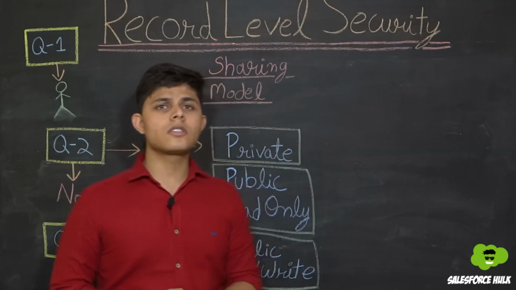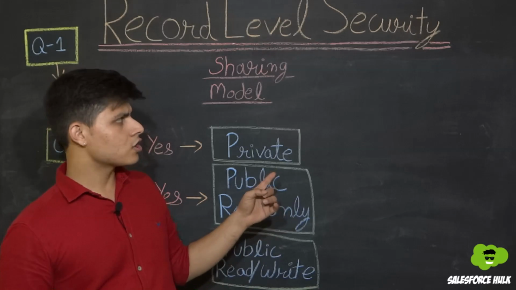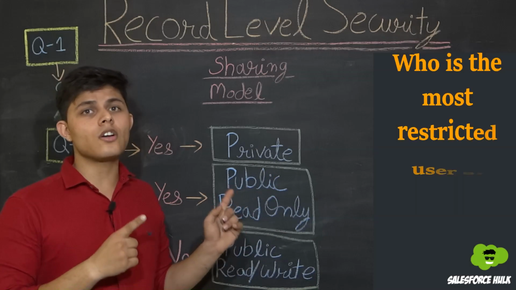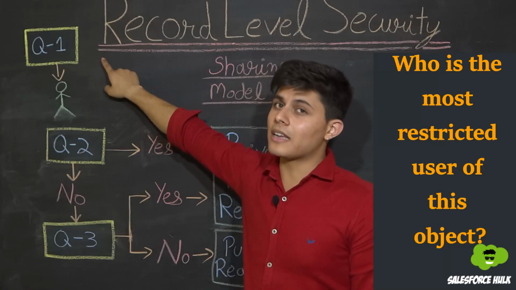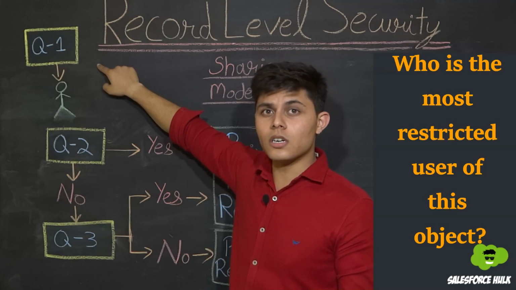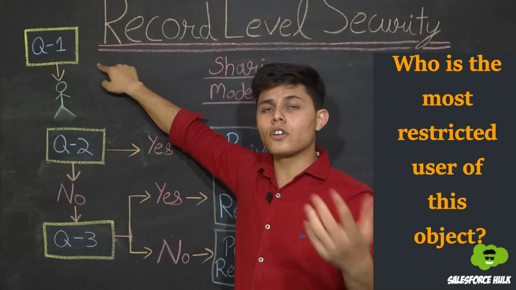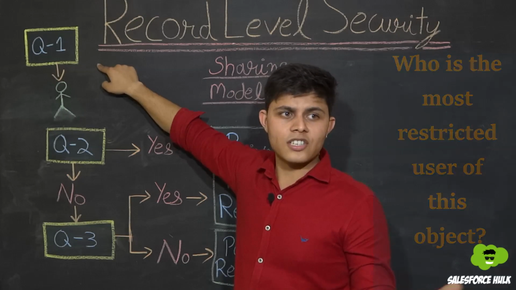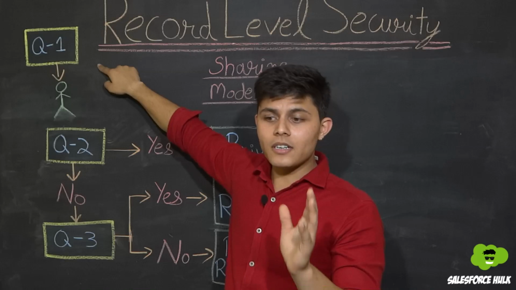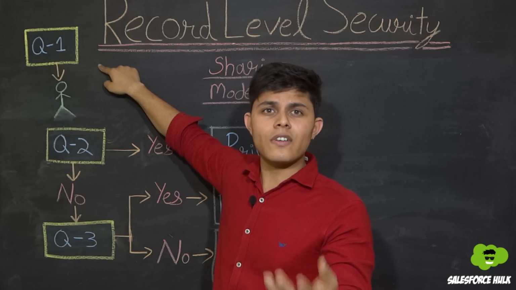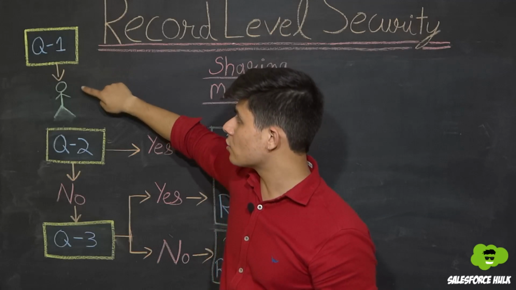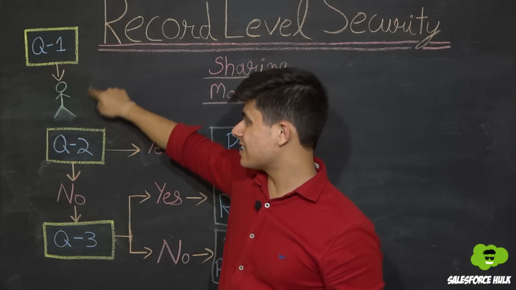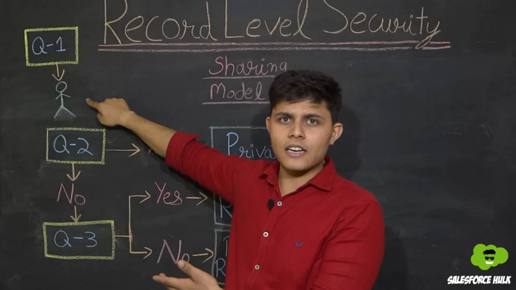So now let's see what these questions are. The first question: who is the most restricted user of this object? We need to first determine who is the most restricted user in our whole organization for this object. And most restricted user means which user in your organization will have the least access to the records of this particular object. You need to determine that user. Let's say this is X user. We have determined that user.